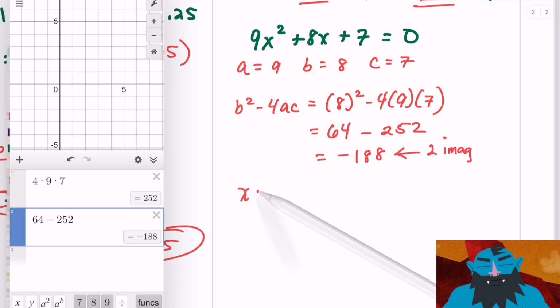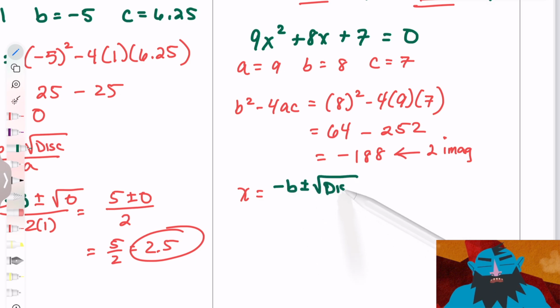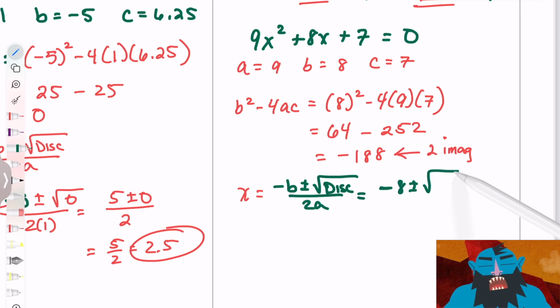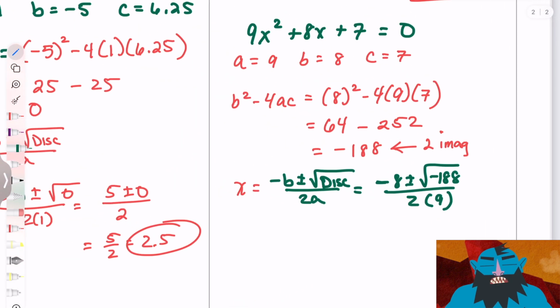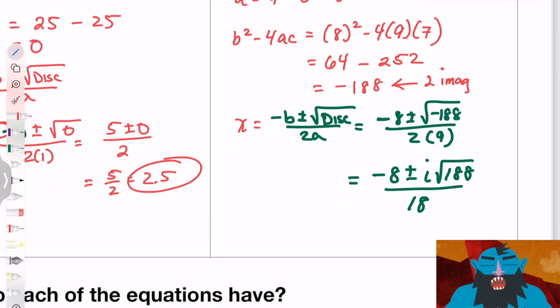So x equals, here comes the quadratic formula. Negative b plus or minus square root of discriminant all over 2a. So negative of an 8 plus or minus root negative 188 all over 2 times a. Alright, and then we'll just finish up. Negative 8 plus or minus. I'm square rooting a negative, so I'm going to put an i out there. And now I'm ready to separate and simplify. So here I go. Negative 8 over 18 plus or minus i root.